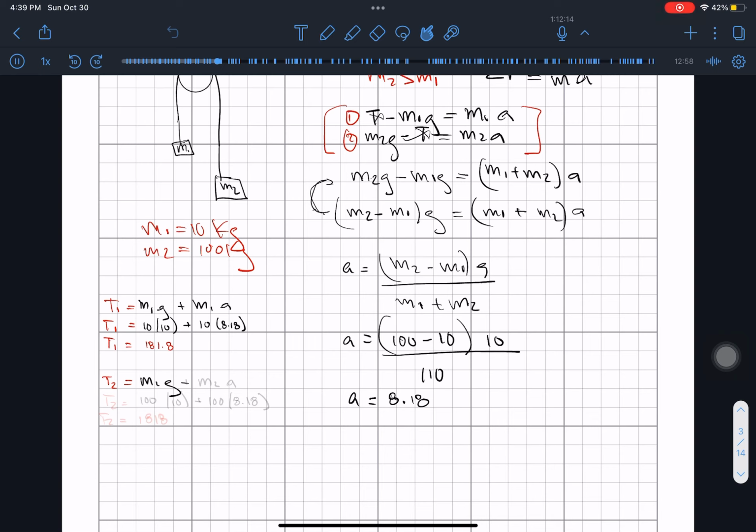Now let's proceed to find the tension of 2. M2 times g plus m2 times the acceleration. The tension of 2 is equal to 100 times 10 plus 100 times 8.18. So the tension of object 2 is going to be equal to 1,818.